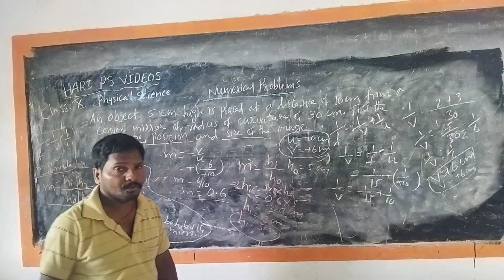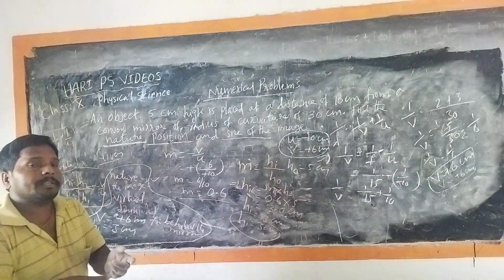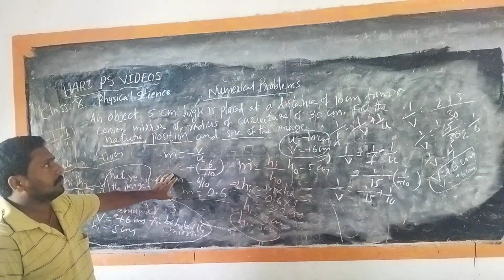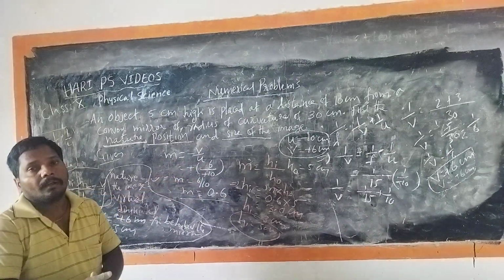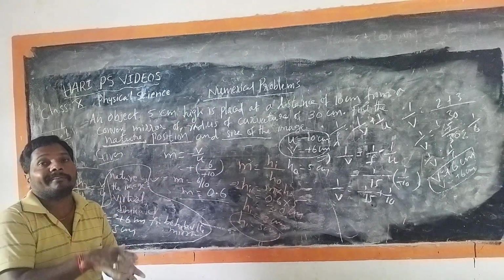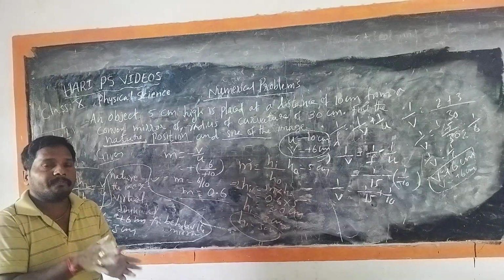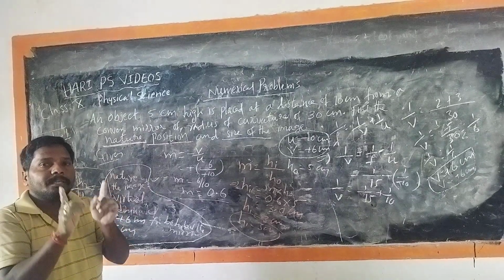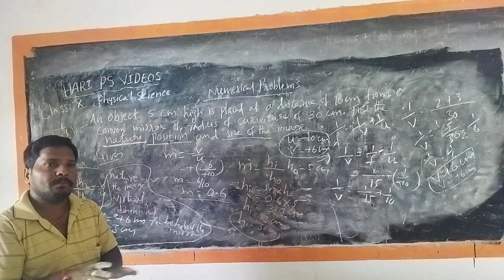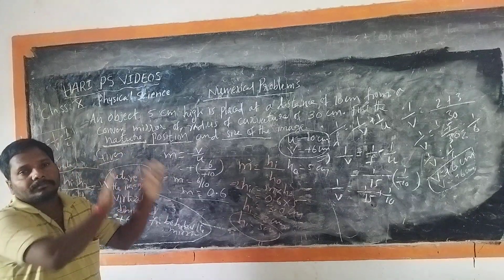So in this way we have to calculate values regarding a convex mirror. In the case of a convex mirror, the object distance alone is negative, and all the remaining values are positive.